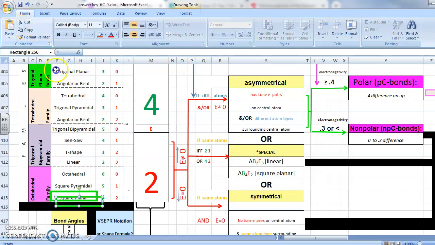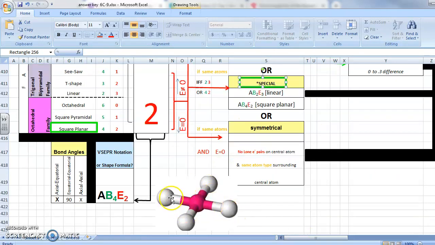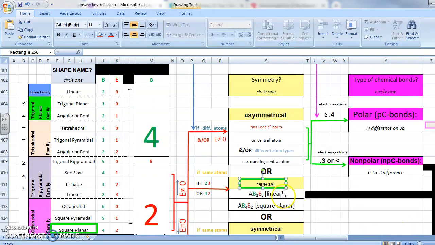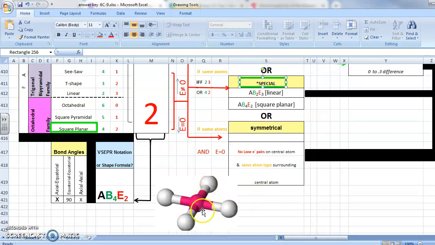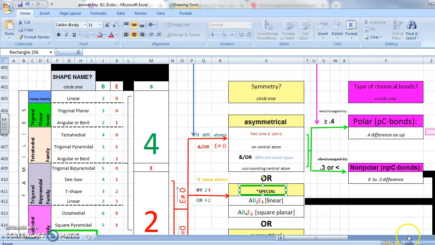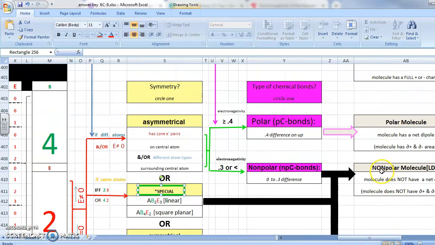type of symmetry. When we say special type of symmetry, the reason it's special is because the atoms are symmetrical. Those atoms are symmetrical, but we have two different things on the central atom. We have atoms and we have lone pairs. So overall, the molecule is asymmetrical, but the atoms themselves are symmetrical, which means that if there were polar bonds, they would cancel each other out. So if this atom's pulling, it's canceled out by that atom. If this atom's pulling, it's canceled out by that one pulling, if there were polar bonds. So that would take us to the fact that this molecule would be nonpolar.